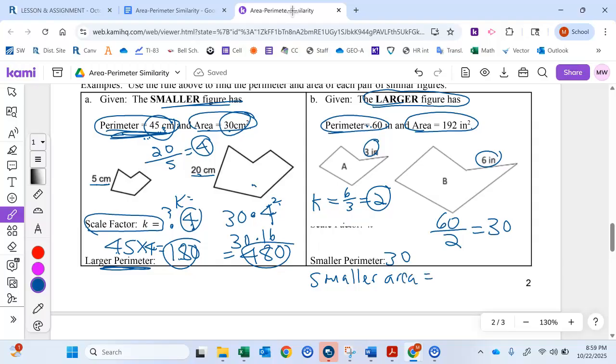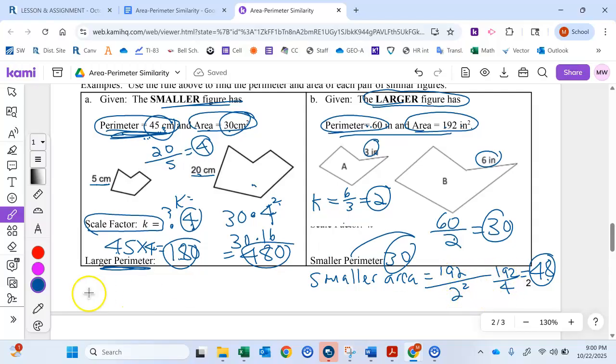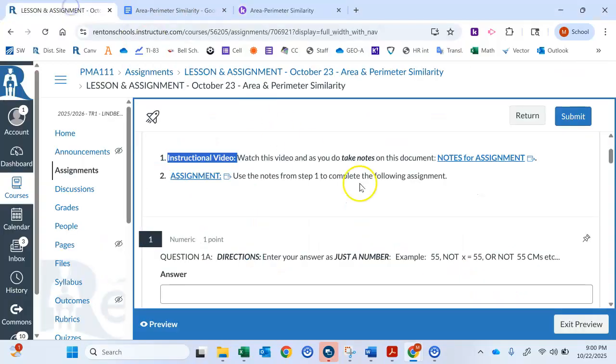And the smaller area is equal to what? It's going to be 192 divided by not just 2, but 2 squared, which is 192 divided by 4. That's going to be 48, okay? So the smaller perimeter is 30. The smaller area is 48, okay? So when you're going from smaller to larger, you multiply by the scale factor to get bigger. And when you're going from larger to smaller, because we're given larger information, you have to divide by the scale factor. Okay, so now you're ready for the assignment.